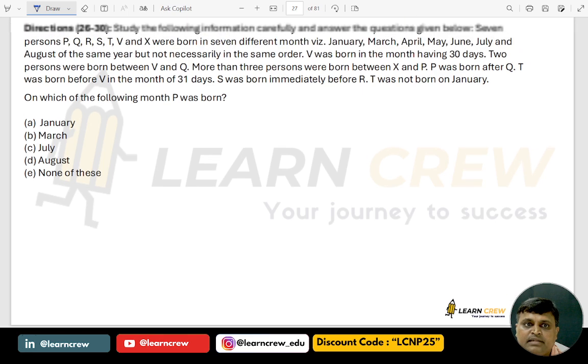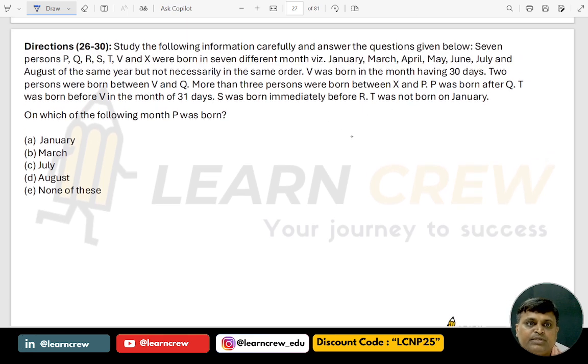Now the next one is a puzzle. See here, 7 persons P, Q, R, S, T, V, X are born in 7 different months, January, March, April, May, June, July and August of the same year, but not necessarily in the same order. So here we have to find in which month which person is born. We have 7 months here, right?